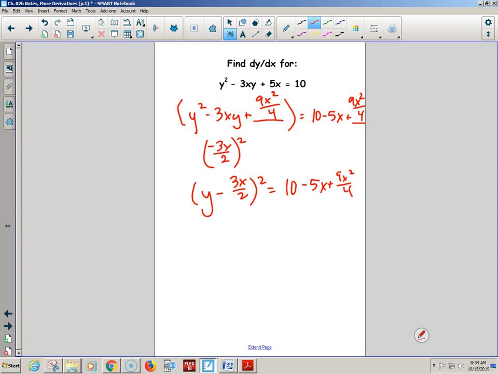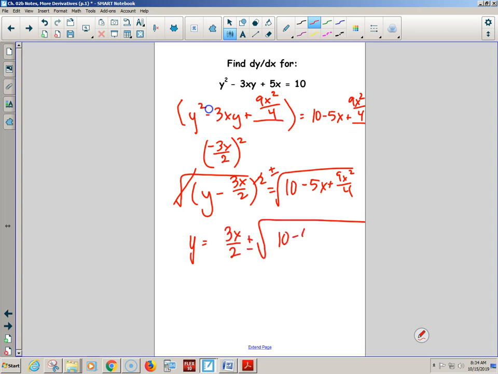Then, John, we could do your plus or minus square root dealio. Here we go. And that would actually end up with, well, it'd be an absolute value, so we'll throw maybe the plus or minus here to forget the absolute value. And then we could say y is equal to 3x over 2 plus or minus square root of 10 minus 5x plus 9x squared over 4.